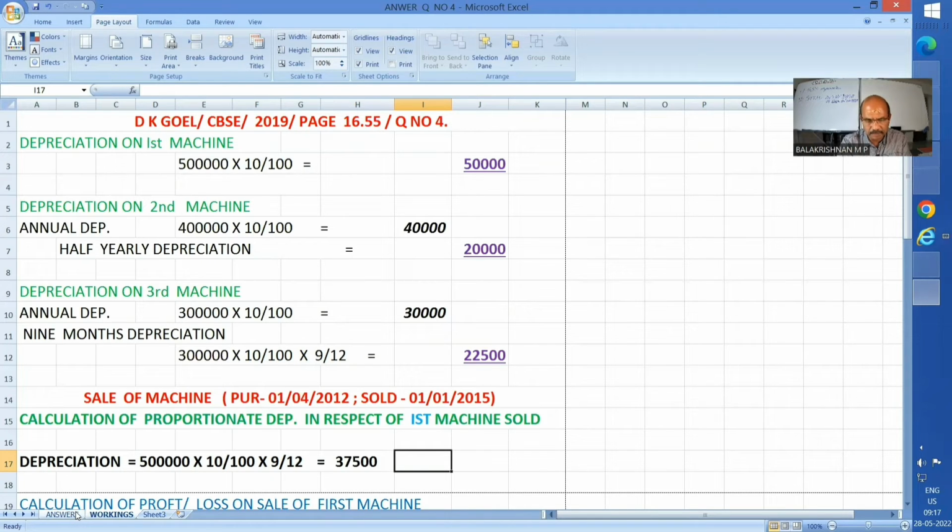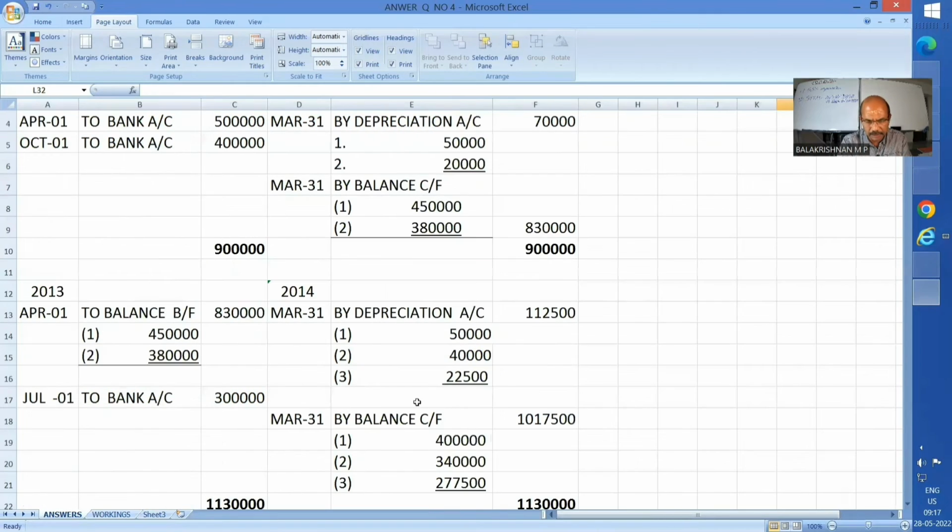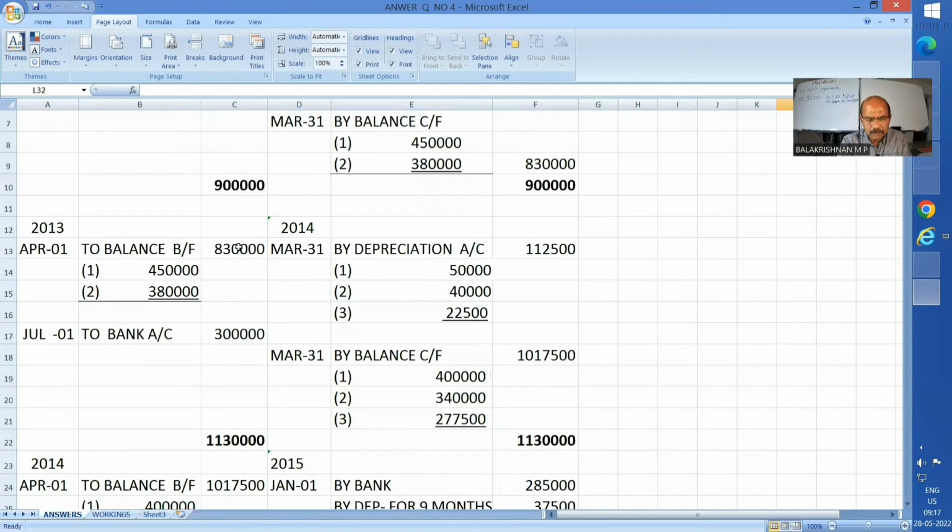Because it was purchased, from the date of purchase till the year end, I find only 9 months. So that is also taken, 22,500. And the total depreciation is the sum of this one. That happens to be this one. Now what to do? Close the books. This year, this side total comes this much, and 11,30,000. Put it here. Find the difference. 10,70,500. That is the balance of the year.